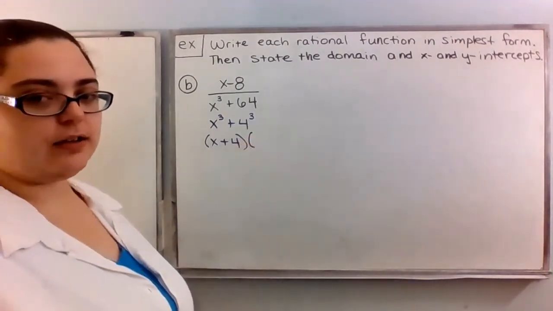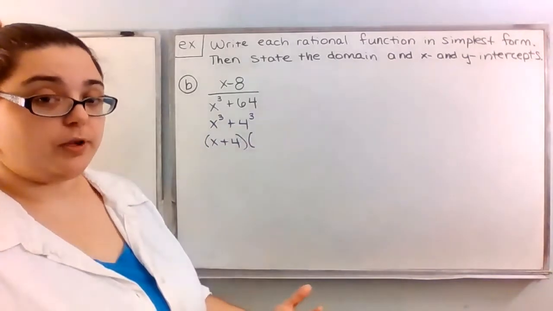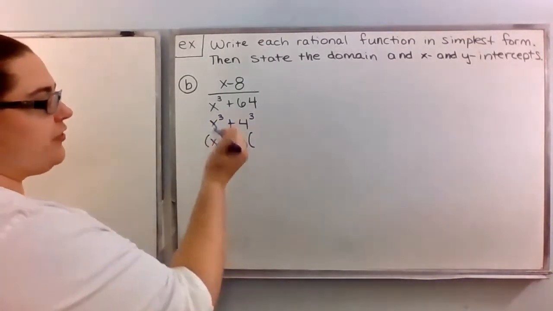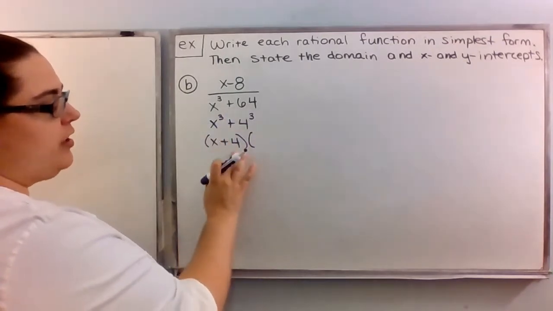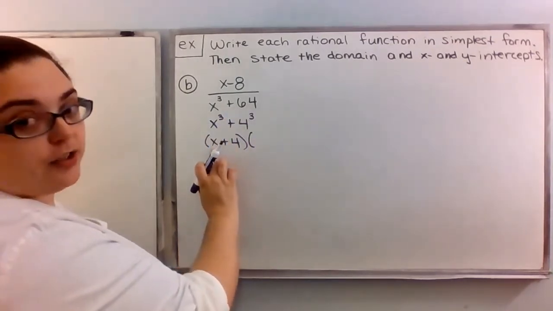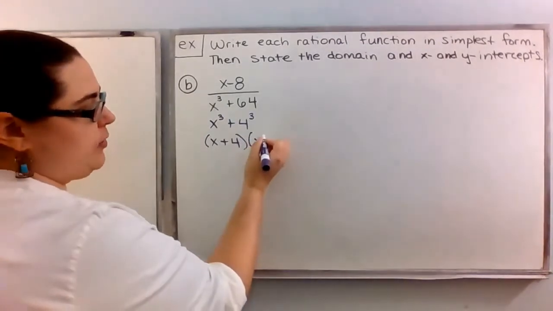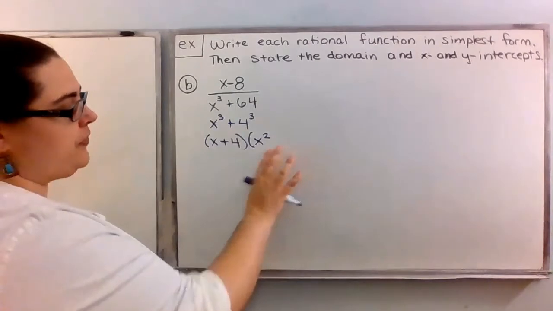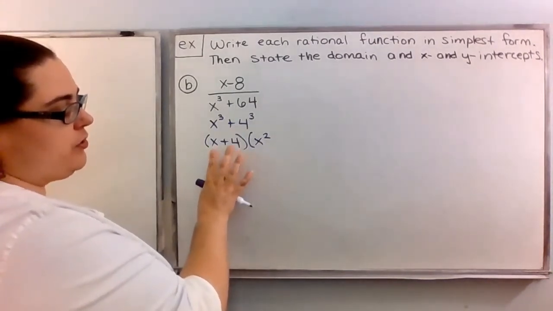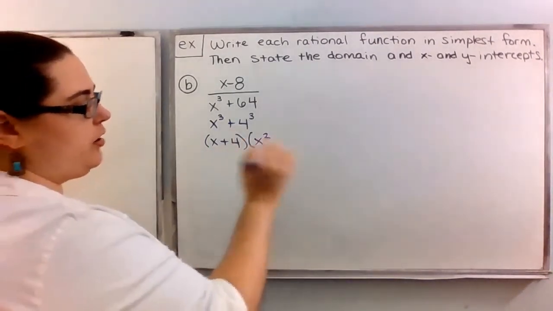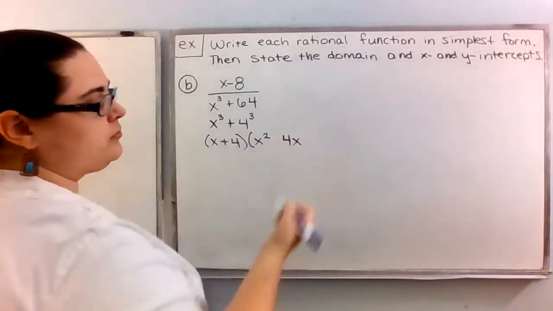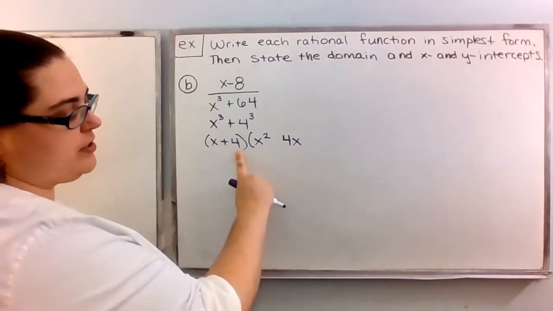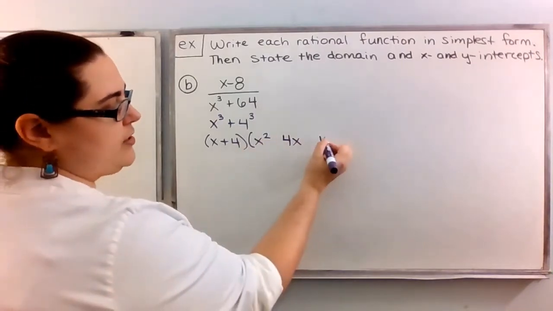Our second factor is going to be a quadratic polynomial. So here's how we find that second factor. You take this first thing and you're going to square it. So x squared is x squared. I'm going to skip a little space for a minute, and I'm going to multiply these two. So x times 4 is 4x. I'm going to skip a little space, and you square this piece. So 4 squared is 16.